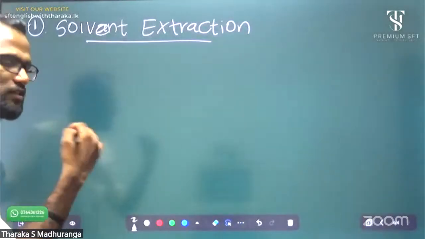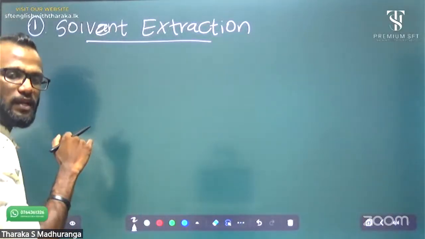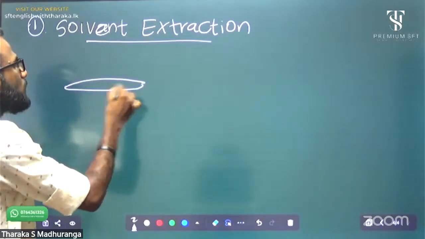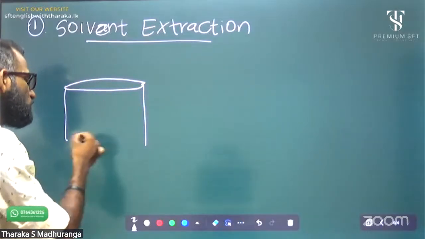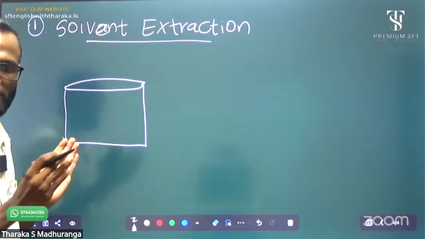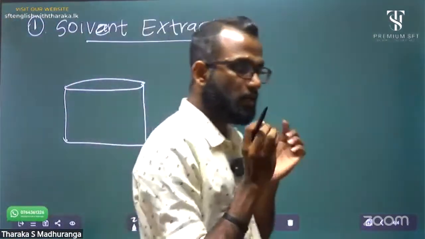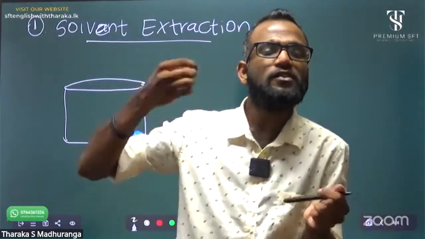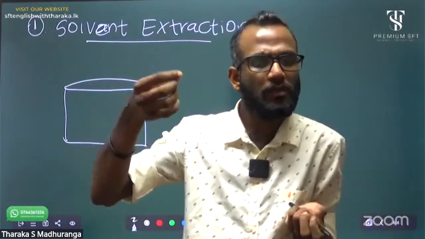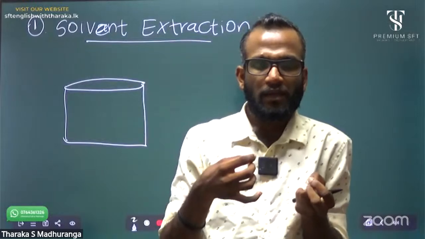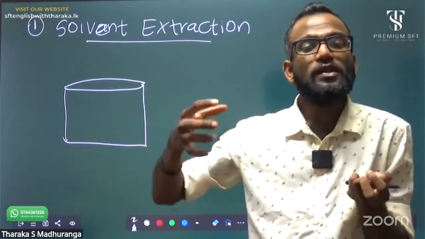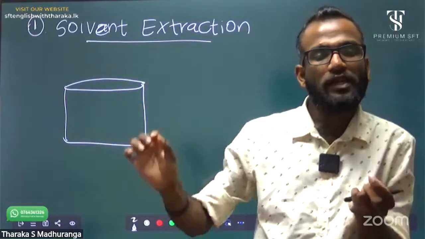Okay, what are we doing in this process? It's very simple. First of all, we take a suitable solvent. We have to select a suitable solvent according to the product, meaning according to the compound to be extracted. How to select a suitable solvent? We select it according to the polarity of the compounds.